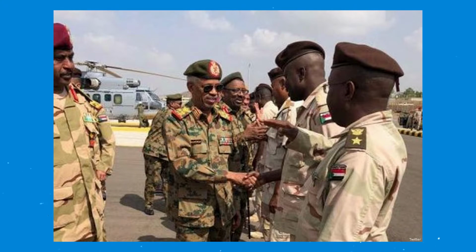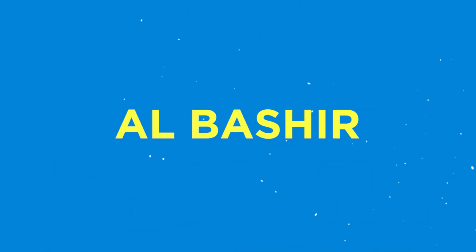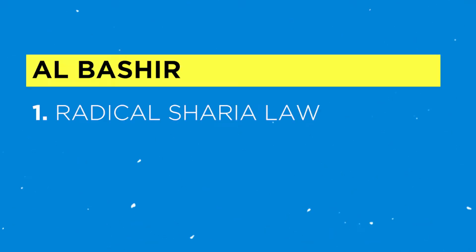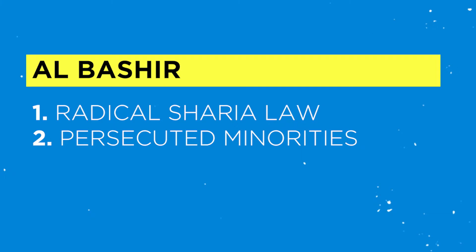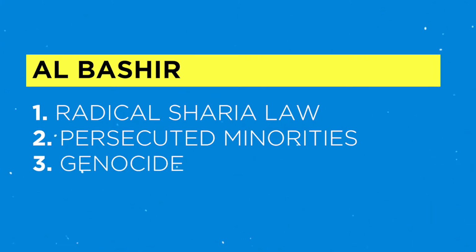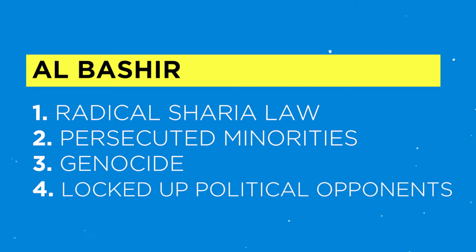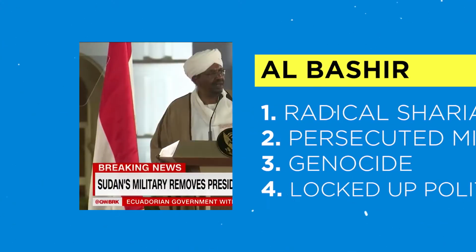In the case of Sudan, this vacuum was filled by the military. The dictator of 30 years, al-Bashir, was toppled for a couple of reasons. First, he practiced radical Sharia law. Secondly, he persecuted minorities. Thirdly, he led the ethnic cleansing of Darfur. And last, he locked up political opponents.